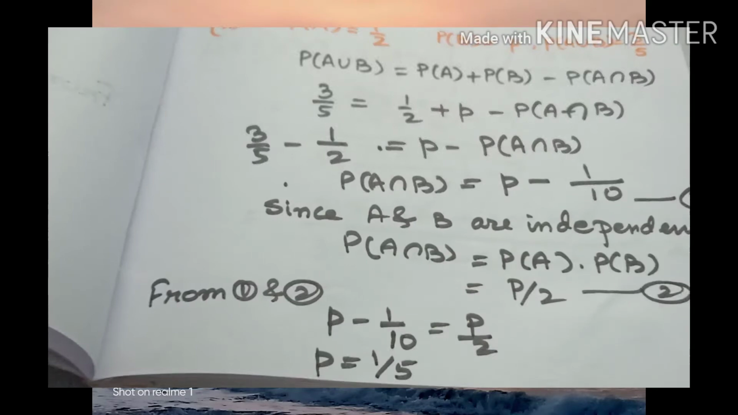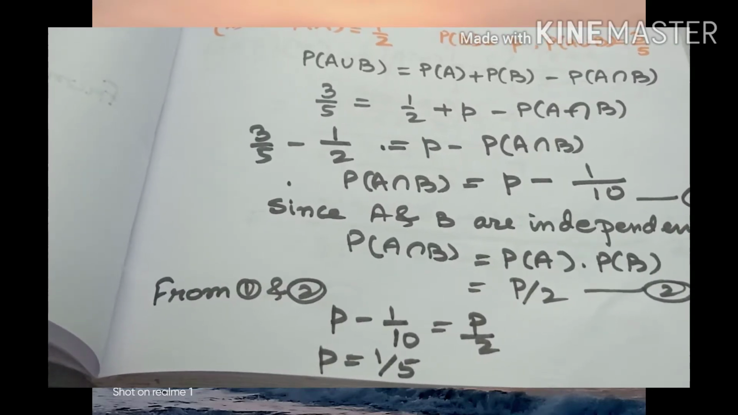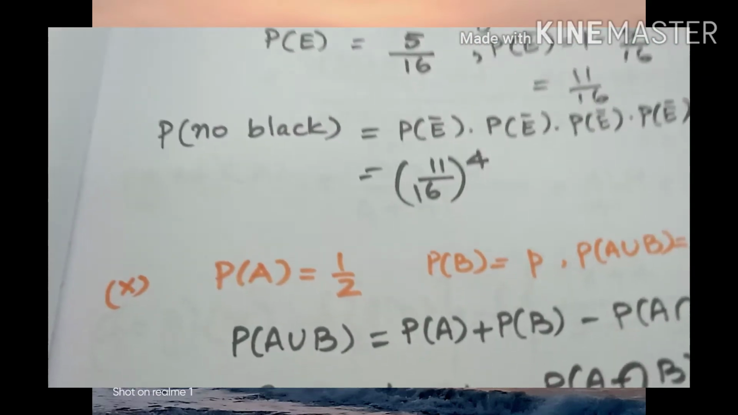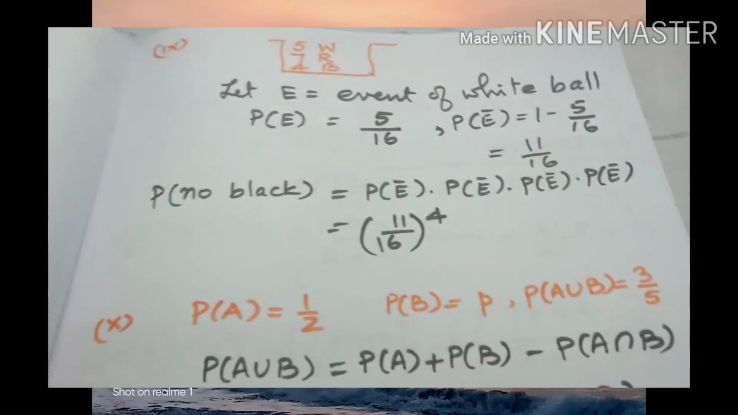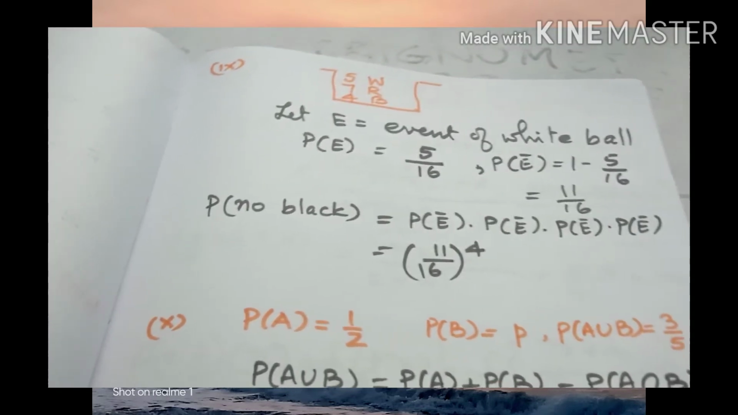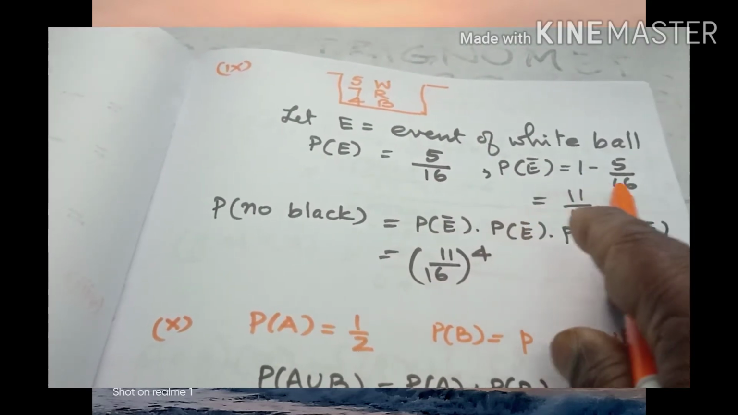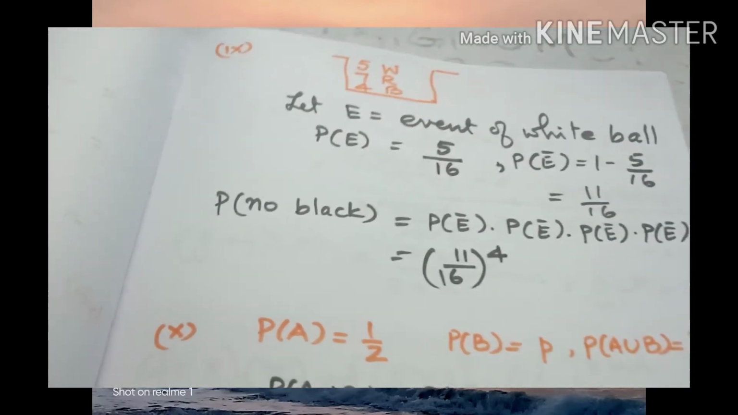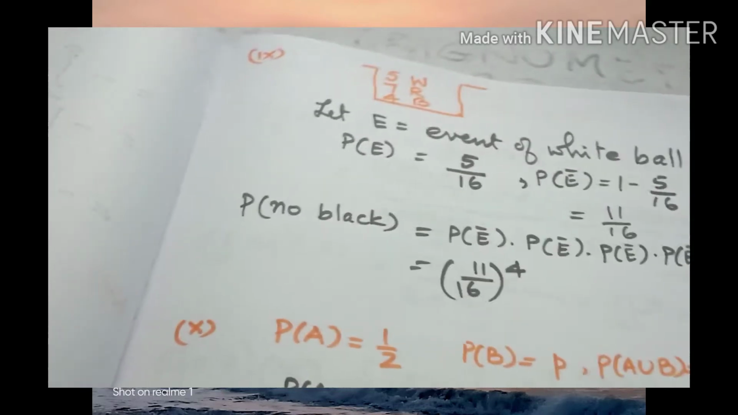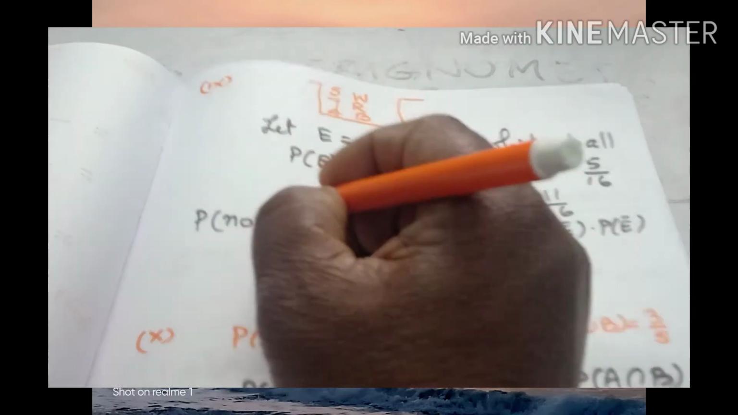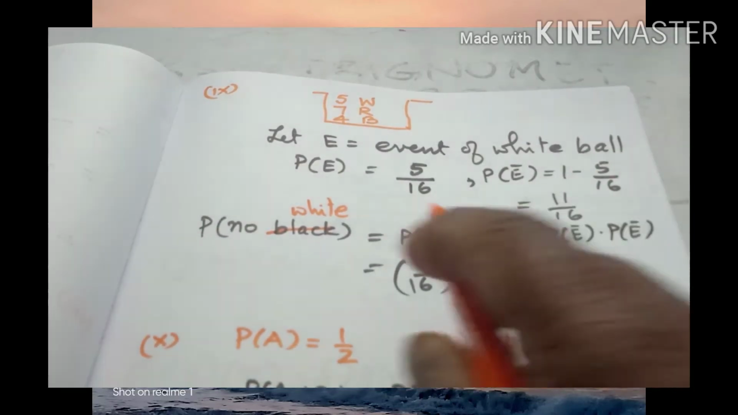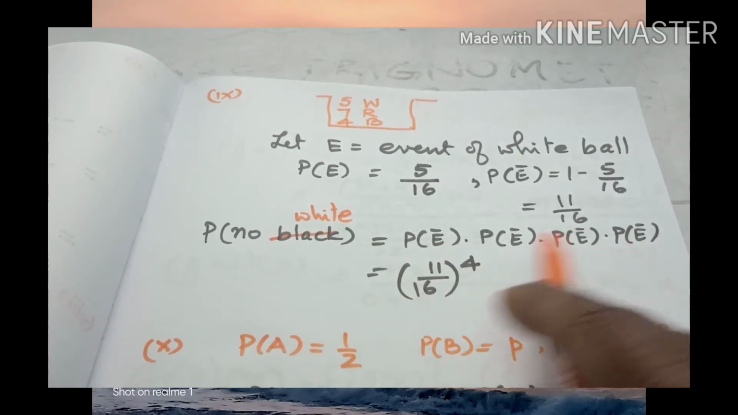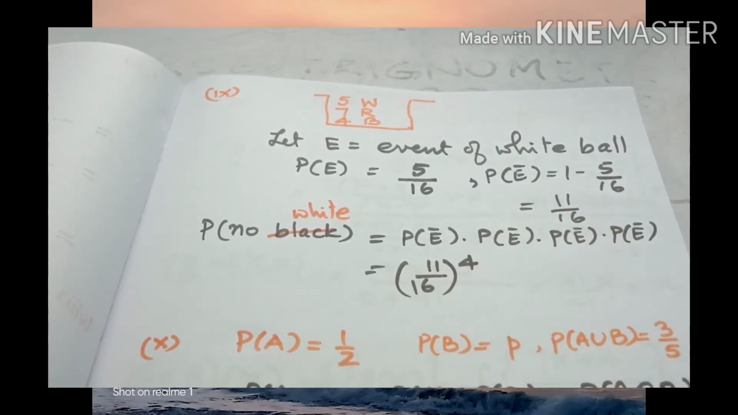Question number 9. A bag contains 5 white, 7 red and 4 black balls as given. So E be the event that the ball drawn is a white ball. So probability of white ball is 5 by 16 and probability of not getting a white ball is 1 minus 5 by 16, that is 11 by 16. So probability of no white is, all will be non-white, so 11 by 16 to the power 4.